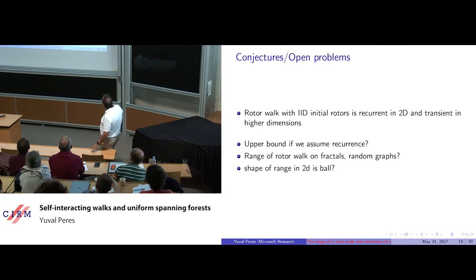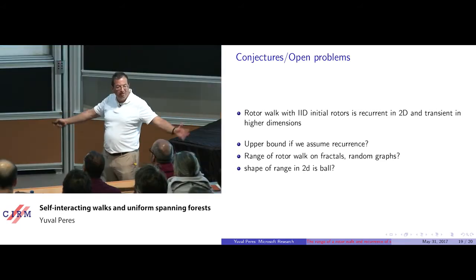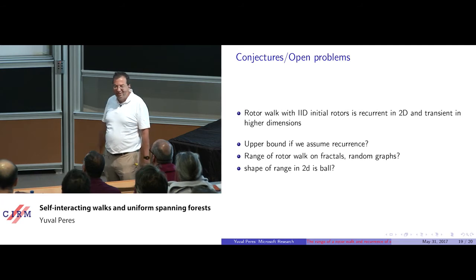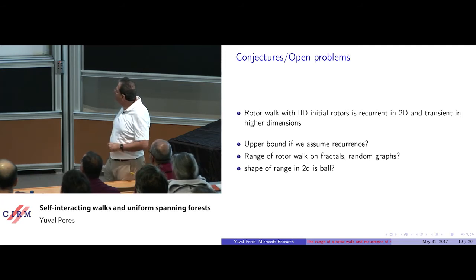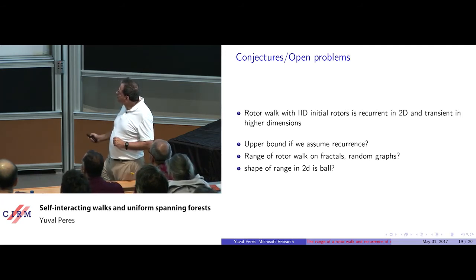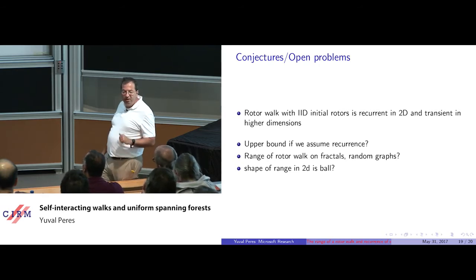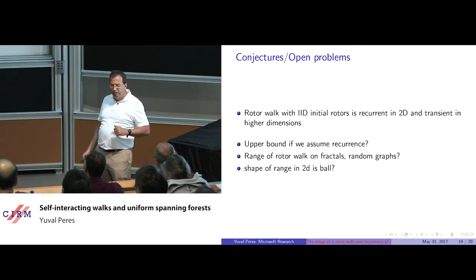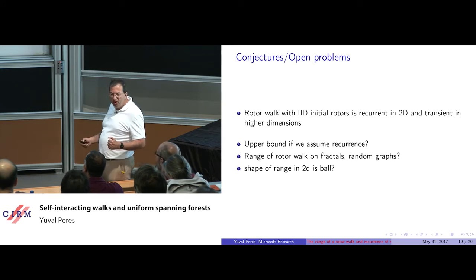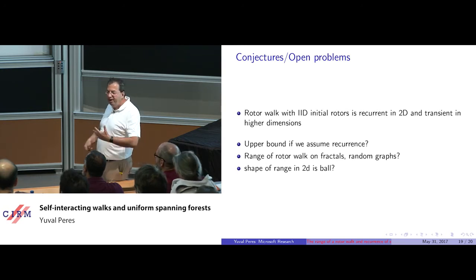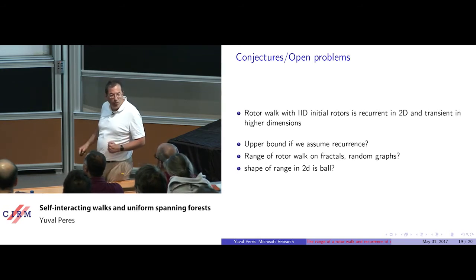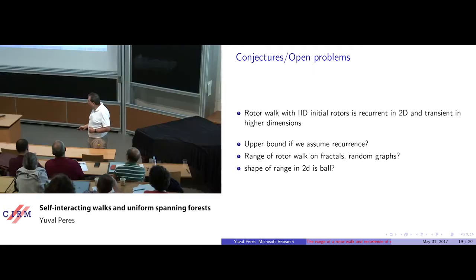problems. So again, one problem is in 2 dimensions recurrence, in higher dimensions transience. Again, take 1,000,000 dimensions, prove transience. How hard could it be, right? So we haven't done it. Again, suppose in Z2 you assume recurrence, and now you can use the structure of Z2. Can you use that to prove any upper bound like little o of t? We don't know that one either.